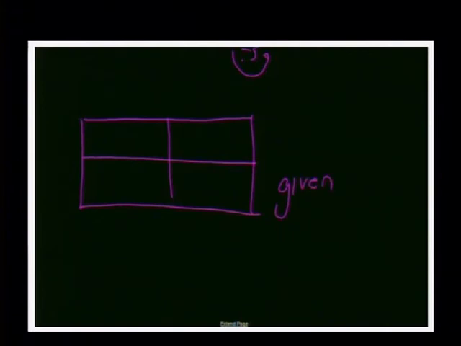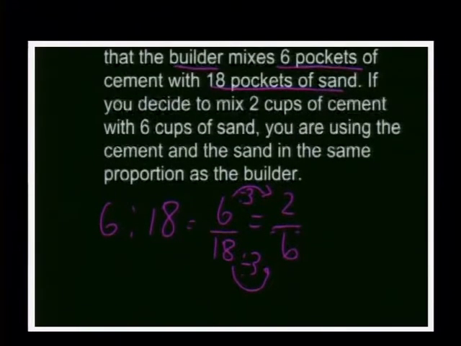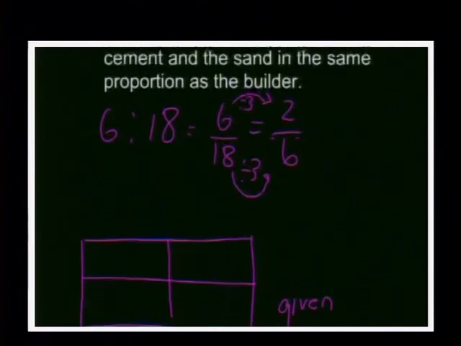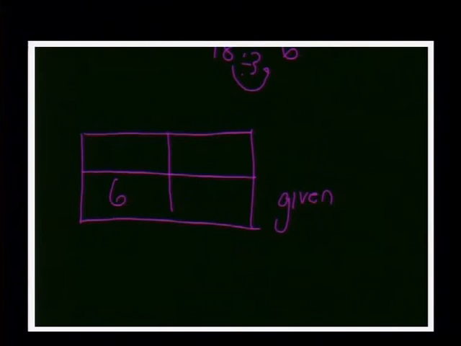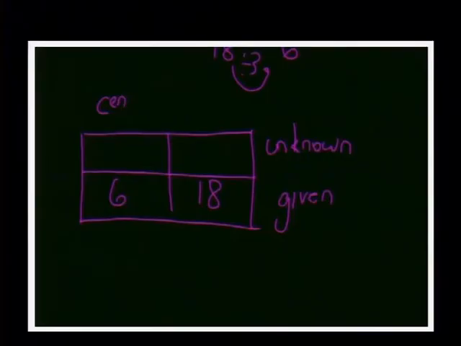In my blocks, what I'm going to do is put my given values at the bottom. Everything that has been given to me. So what was given in this question was 6 pockets of cement and 18 pockets of sand. Now my unknowns, or what I've been asked, my question, are going to be on top. And I'm going to keep the blocks very set in that I'm going to have my cement on the left and my sand on the right.